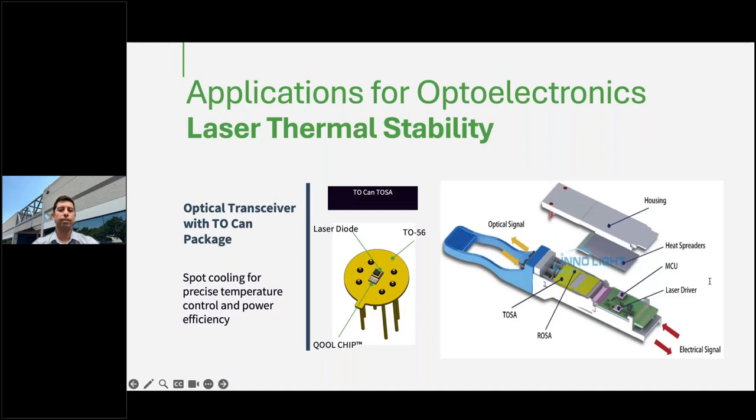Other laser-based applications would benefit from this principle, like pump lasers, lidar systems, and we also foresee that cool chip would be a great addition to the co-packaged optics silicon photonics stack, especially in systems that have laser integrated.